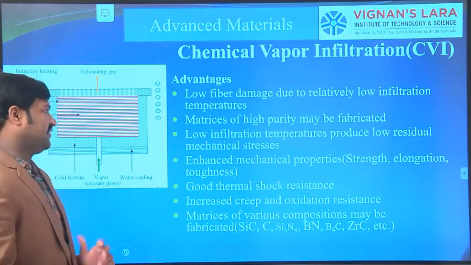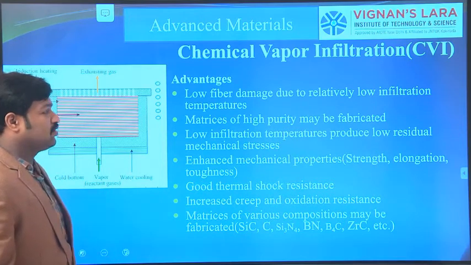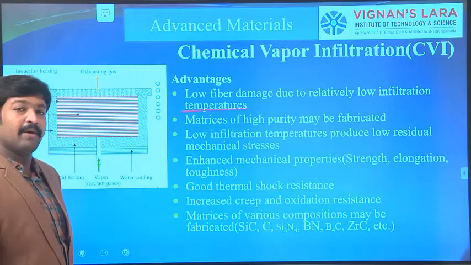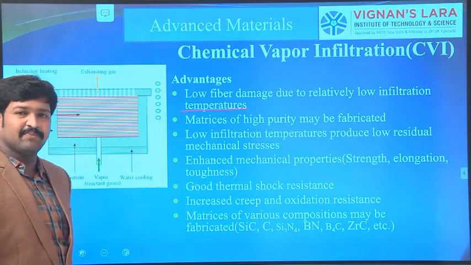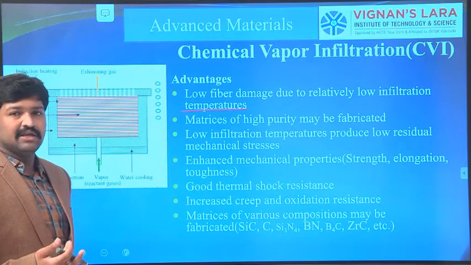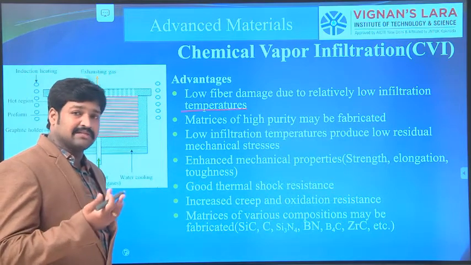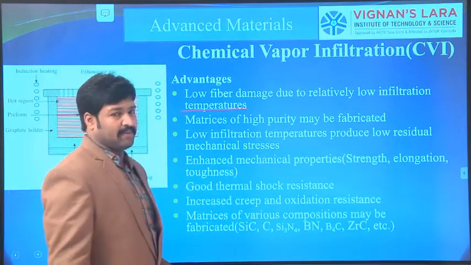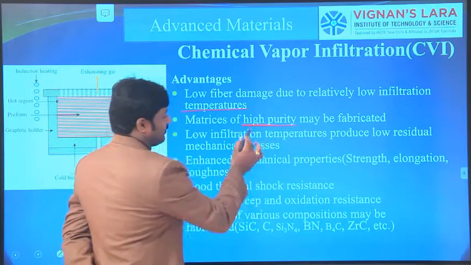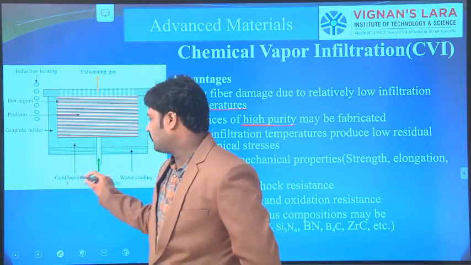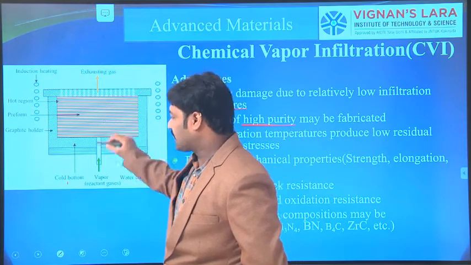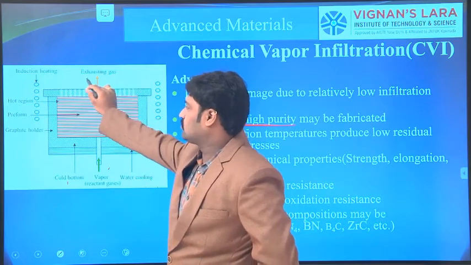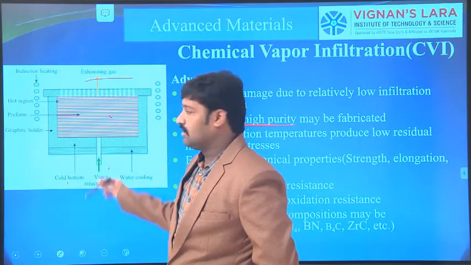Next, advantages of CVI. Low fiber damage due to relatively low infiltration temperatures. Here we are using very low temperatures compared to other processes. As we know, ceramic processing is done at elevated temperature. Compared to other ceramic methods, this is a very low temperature process. Matrices of high purity can be fabricated. High purity, because foreign materials will be volatilized easily. Why? Because only the required reactant gas reacts with the preform. The rest of the material will be exhausted through the exhaust outlets. So the purity will be very high.